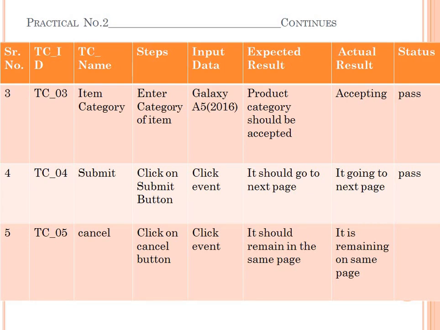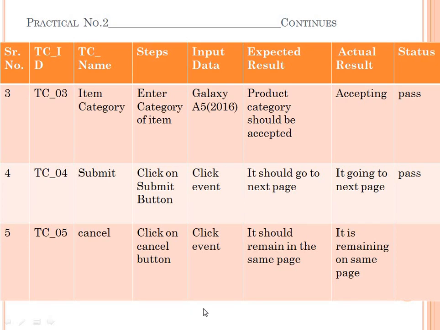So here you can also add other test cases, that is test case number 6, 7, 8, 9. Here we can add test case number 6, that is item category, and enter the category of the item is the step.